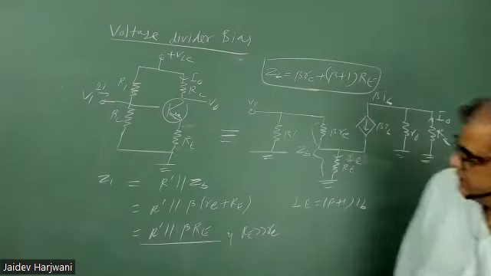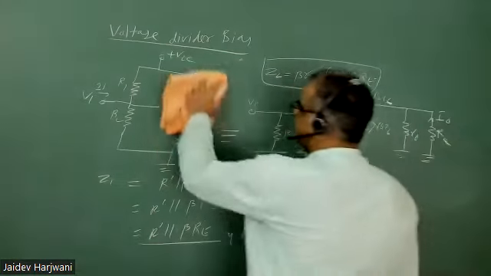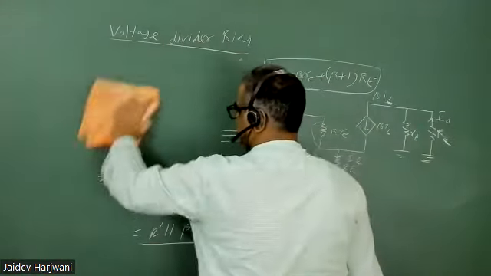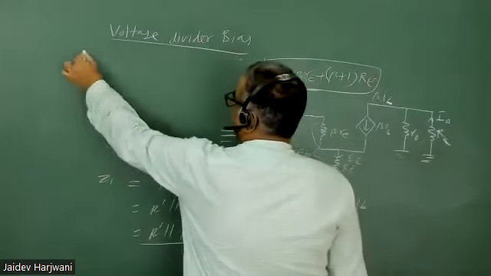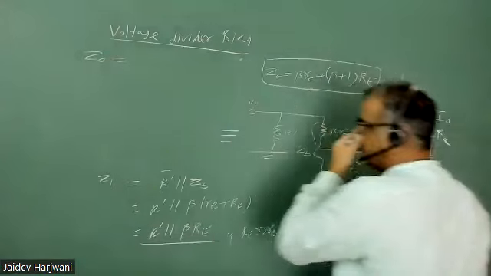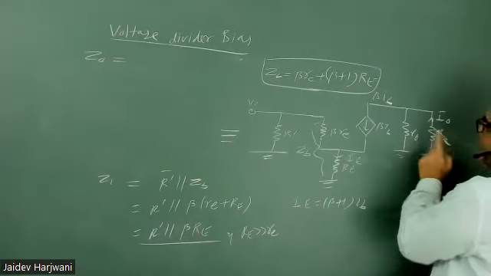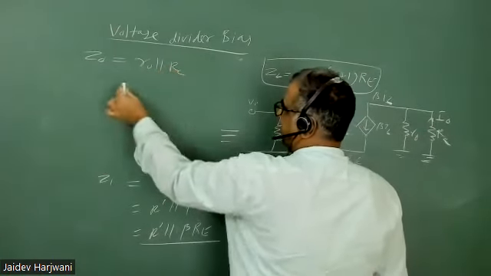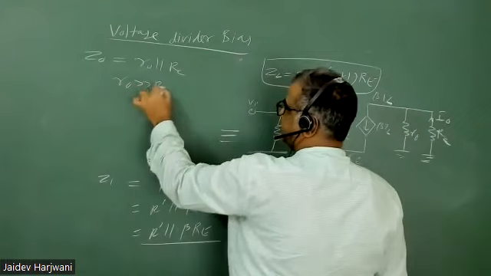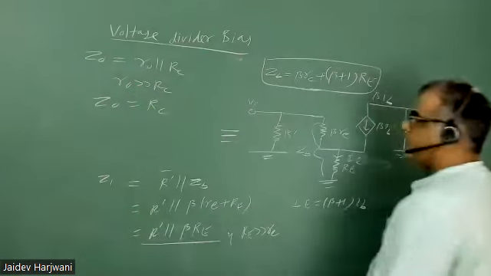So now let us calculate your Z0 and other parameters. So Z0 will be what? Z0 will be, this time open this one, again they are parallel, so Z0 will not change. So Z0 is your R0 parallel RC. If R0 is greater than RC, so I can write Z0 as only RC.